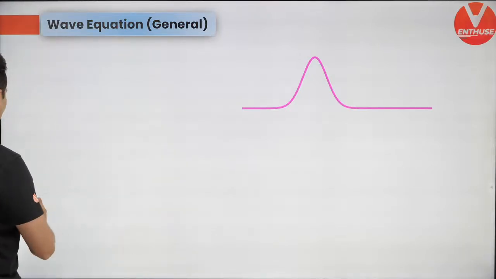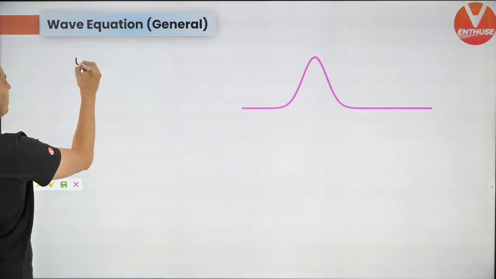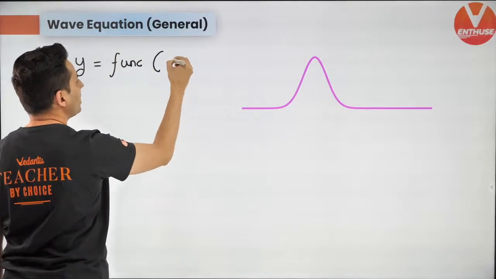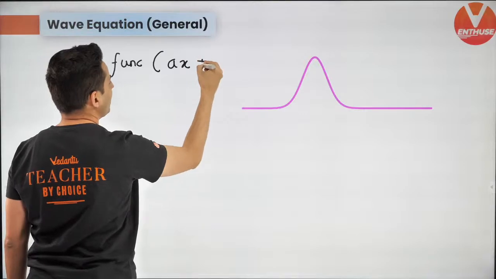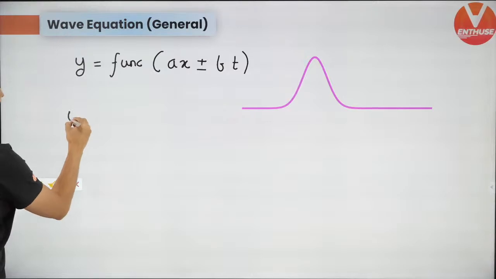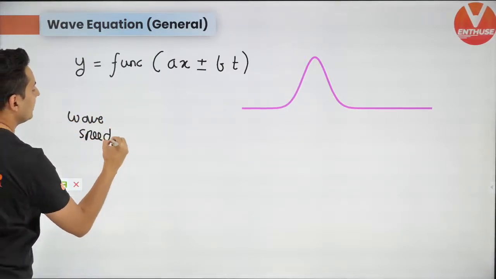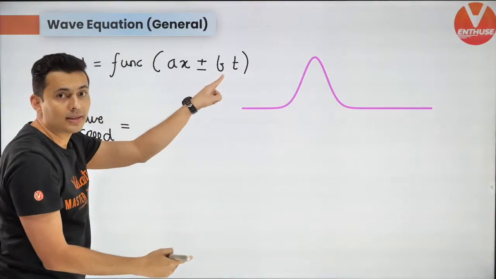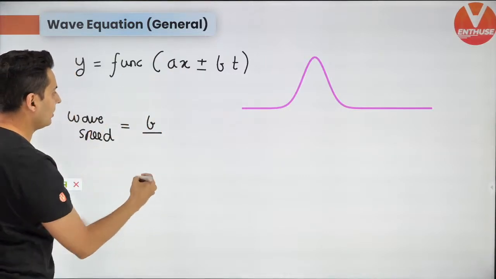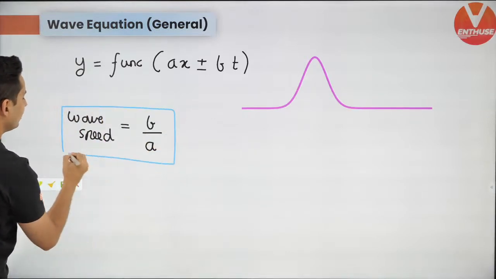So here is the final conclusion. Any wave equation will look something like this: some function of something into x plus or minus something into time. That's how it looks. And remember this, the wave speed by just looking at the equation will be the coefficient of time, B, upon the coefficient of x term, A. So this is nothing but your wave speed.